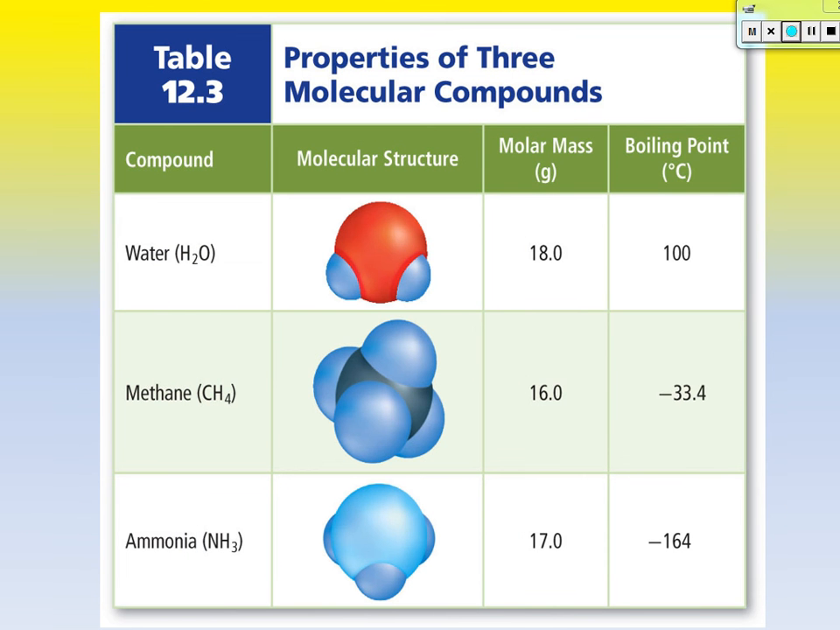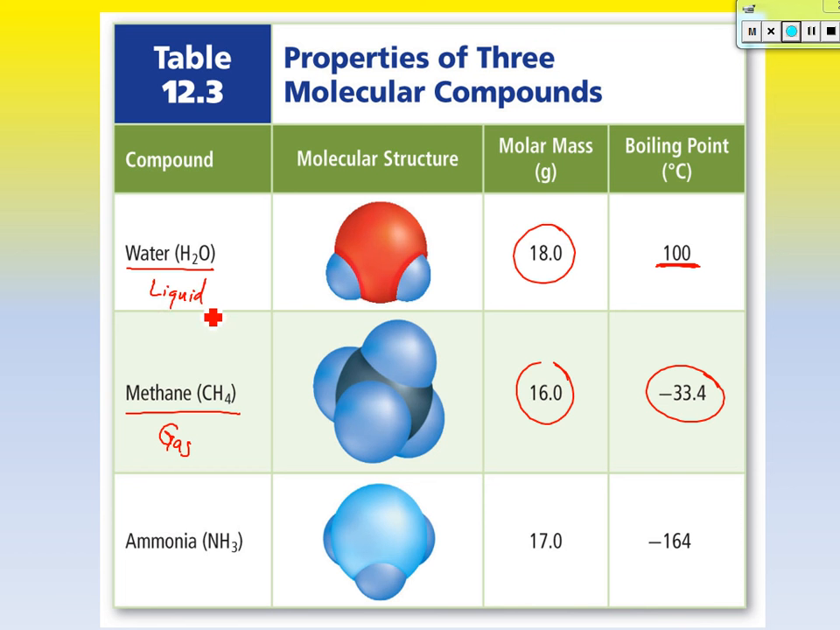This table kind of summarizes that same point. Water compared to methane. Are they about the same size, guys, in terms of their mass? Yeah. But look at their boiling points. Much different here. Water boils at 100 degrees Celsius, 212 Fahrenheit. That's when it goes from a liquid to a gas. Look at this one, though. Methane boils at negative 33.4. So at room temperature, what is methane? It's a gas. At room temperature, water is obviously a liquid.